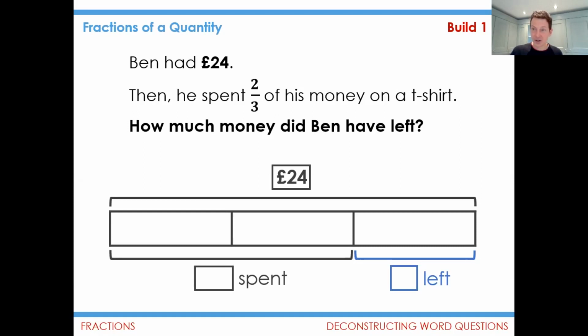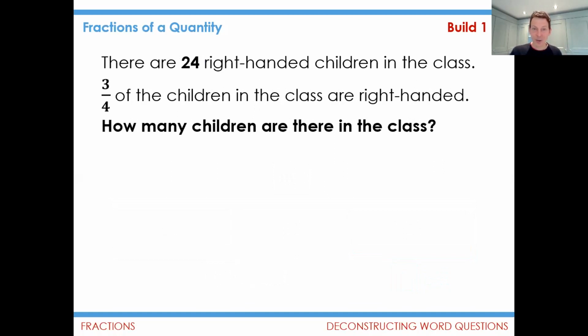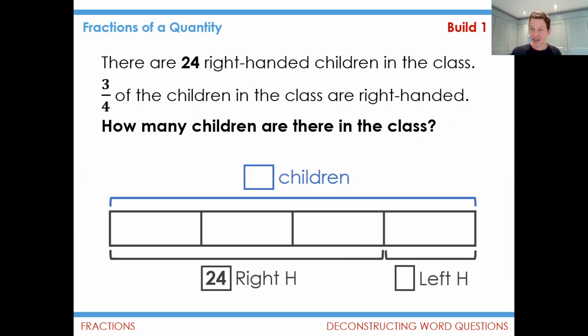And we see the structure of the bar model, and what we're coming to see is actually we're not asked for 2/3 of 24 if we just skim the information from the question, and that helps us to see that. And then another example where actually 24 isn't even the whole. There are 24 right-handed children in the class. 3/4 of the children in the class are right-handed. How many children are there in the class?